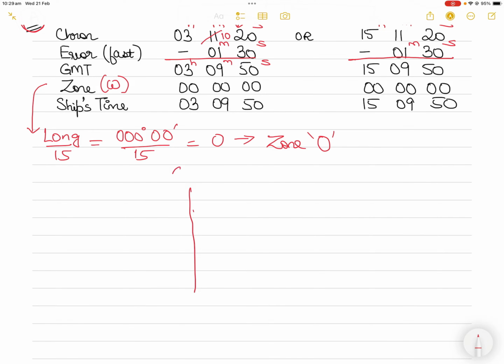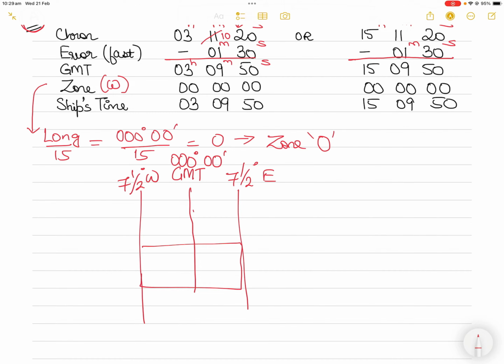So if this is your GMT, this is the longitude of 000 degrees 000 minutes. So either side of GMT, 7.5 degrees east and 7.5 degrees west, is actually zone 0. So I didn't have to divide it, but I wanted to show you what zone is. So that means your ship is somewhere in this zone. Zone 0 means that all the countries in this zone, all the ships in this zone are keeping the same time as GMT. That is why no correction is required in the zone row.